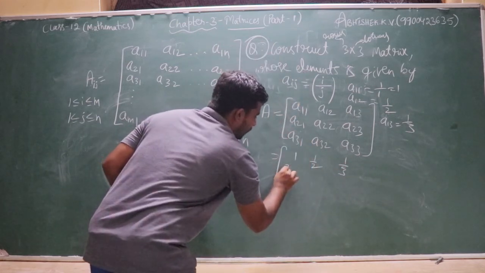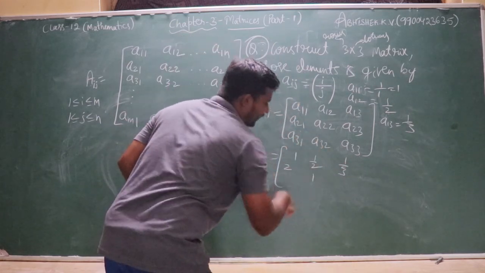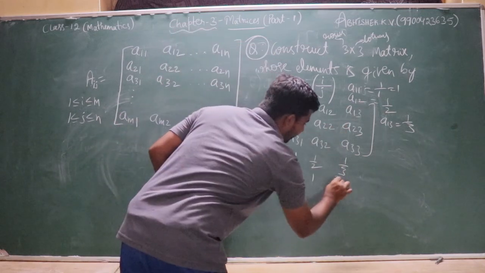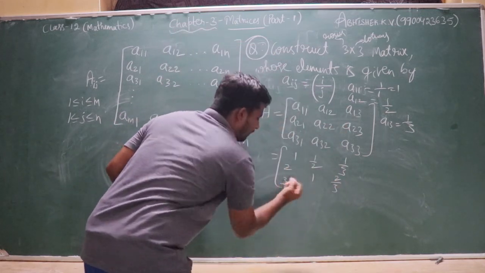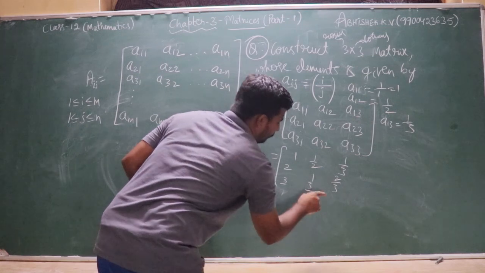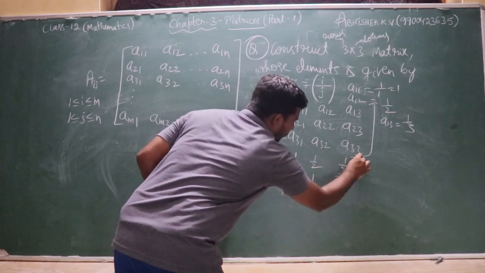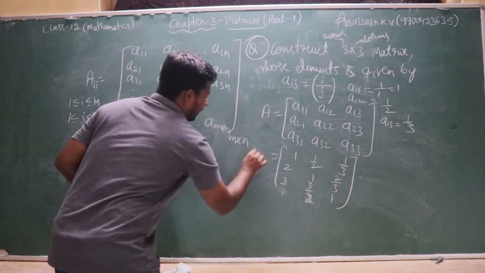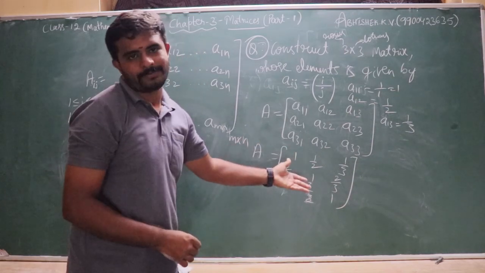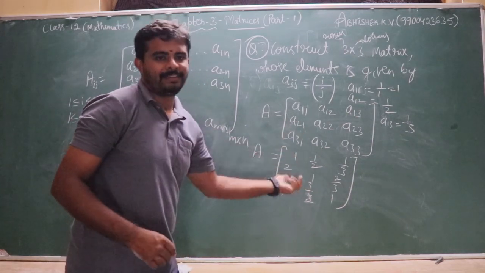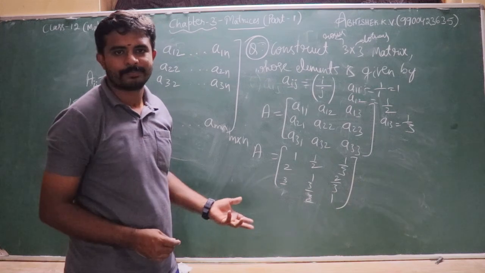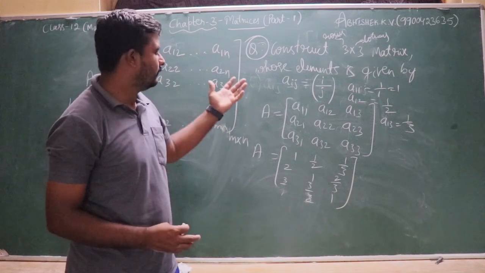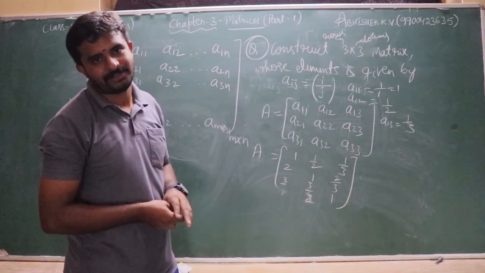Similarly, A21 is 2 by 1, which is 2. This is 2 by 2, which is 1, then 2 by 3. Then 3 by 1, which is 3, then 3 by 2. What is 3 by 3? 1. The matrix is a rectangular array of numbers or functions, but this matrix contains all the elements as numbers. This is the kind of question the examiner likes to ask.